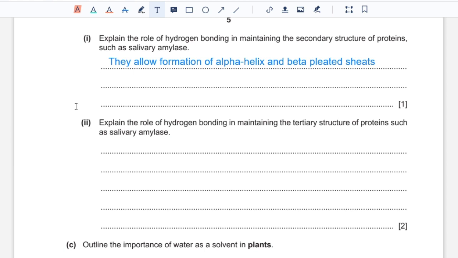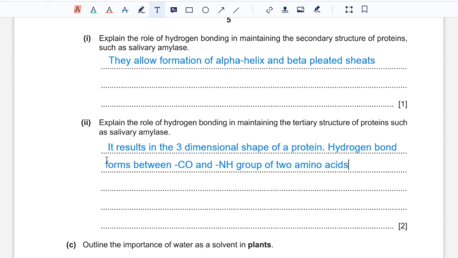2. Explain the role of hydrogen bonding in maintaining the tertiary structure of proteins such as salivary amylase. The tertiary structure would be three-dimensional folding of the already folded polypeptide, and hydrogen bonds can do that as well when these bonds form between the CO group of one amino acid and the NH of another amino acid.